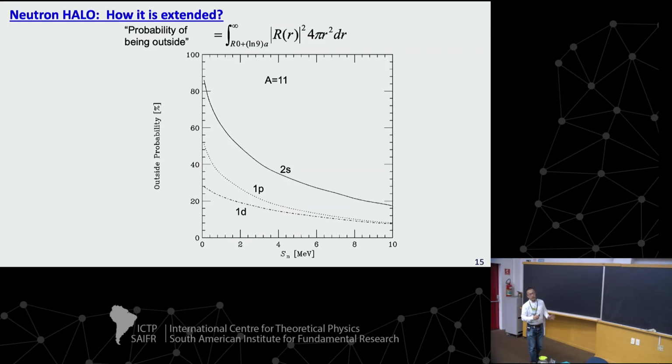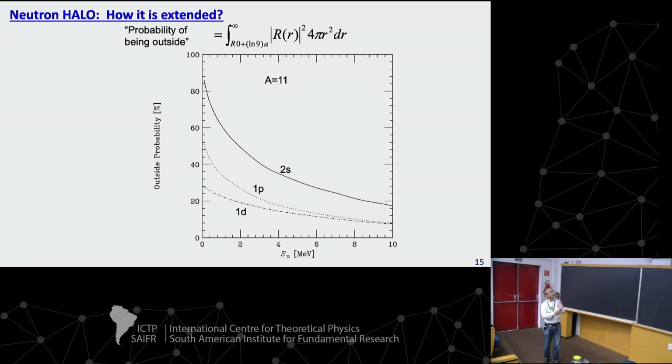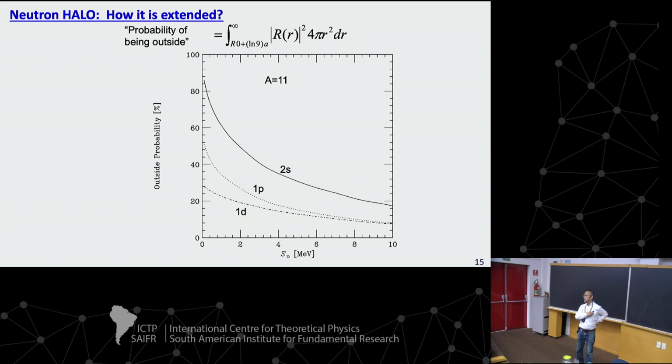If you just calculate the probability of being outside of the potential with a simple calculation, you notice that for the S wave, when the separation energy is close to 0, it actually becomes 100% halo. But for the P wave, it's like 50%. For the D wave, it's like 30% or something. So the centrifugal barrier, or angular momentum, is very important for the formation of the halo.